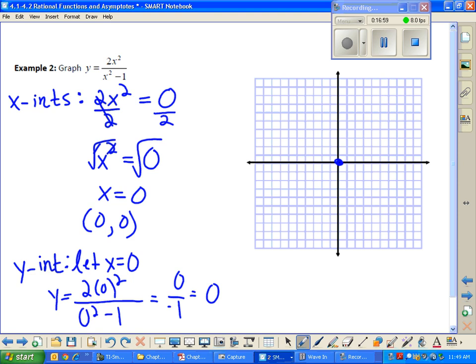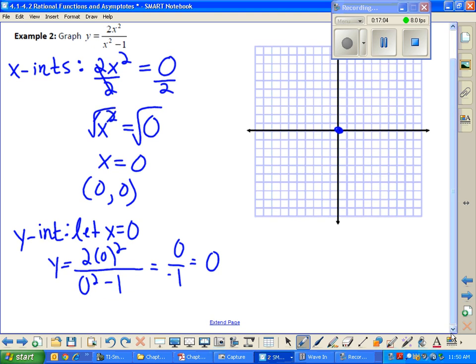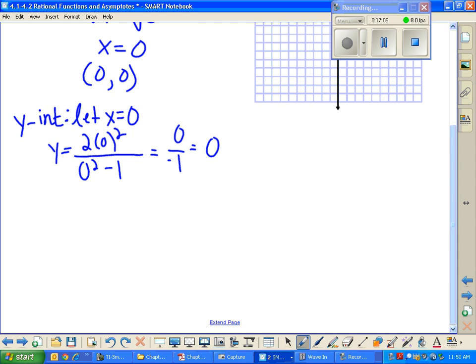Good? Now the asymptote. I always start with the vertical asymptote. You find the vertical asymptote again, or asymptotes. There could be more than one, as we've observed already today. I do this by just letting my denominator equal 0.